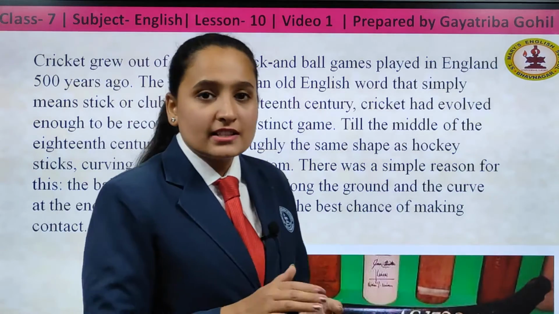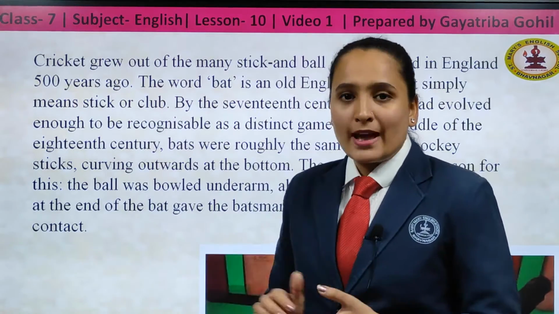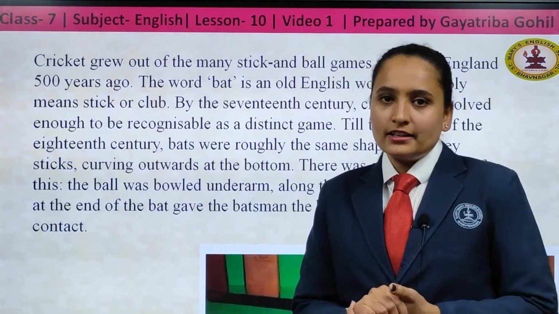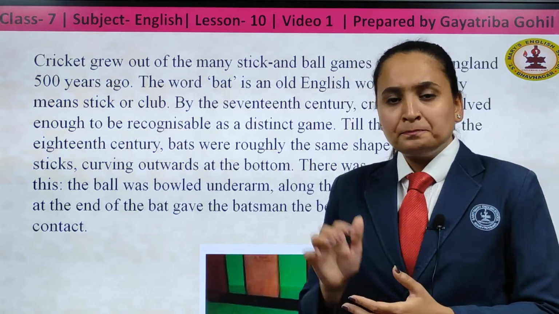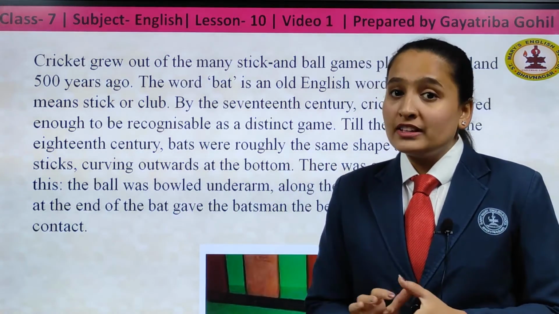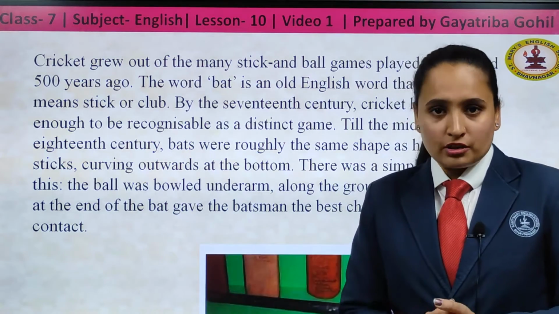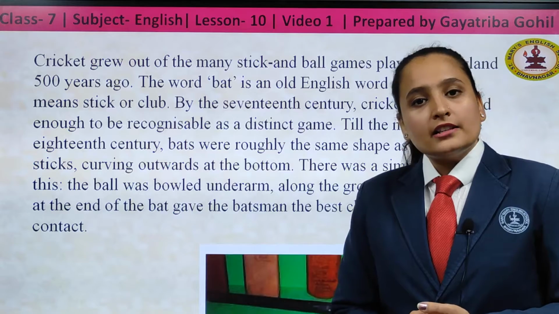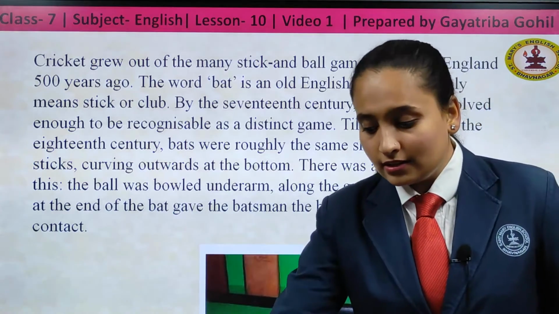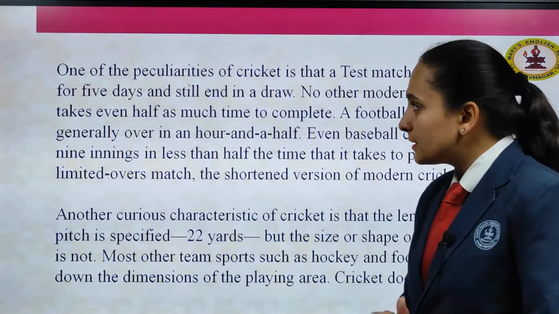So what was the reason that they used to have such bats which were curved at the end? Because at those times the bowlers used to bowl only underarm. The other styles of bowling were not yet known. So that was the reason that the bats used to be curved at the end like hockey sticks.